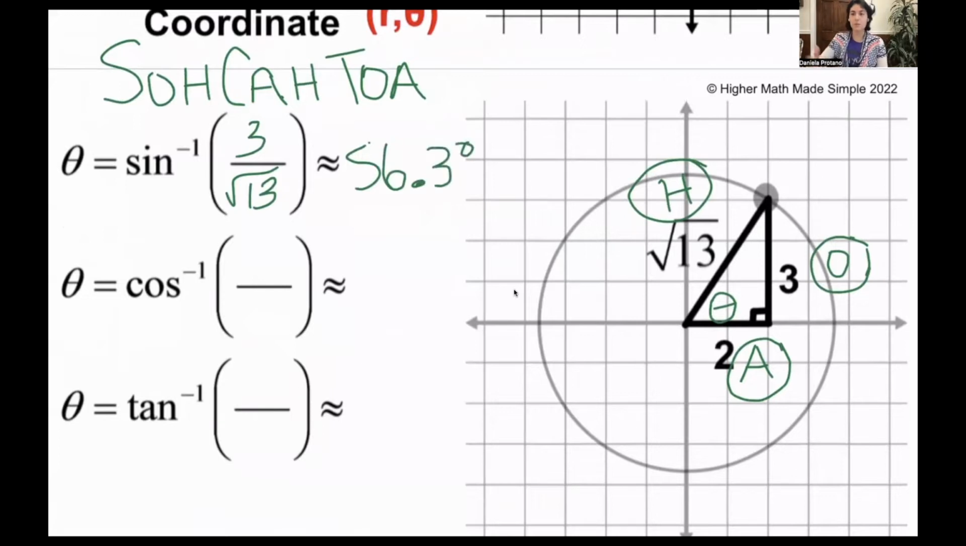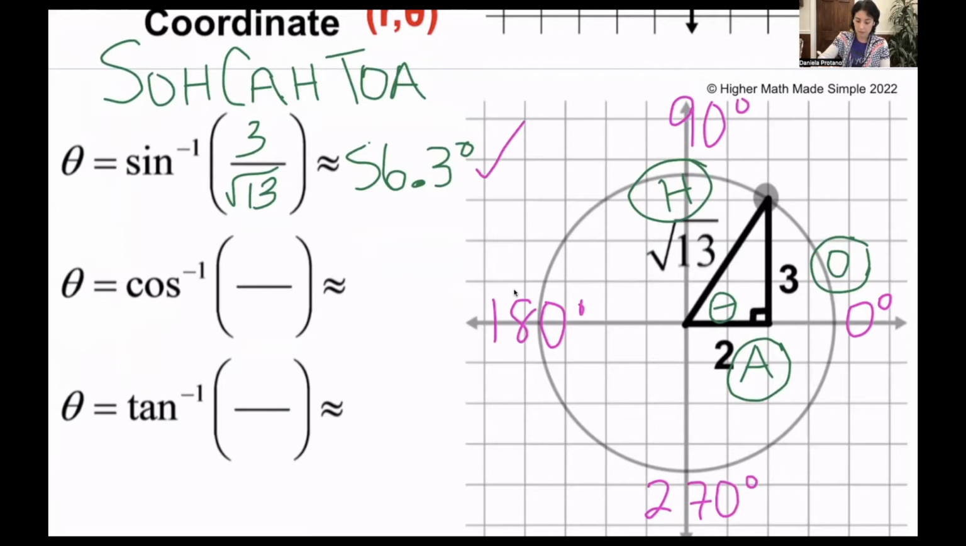Now, is 56.3 degrees a quadrant 1 angle? Well, yes, it is. If you remember, here's 0 degrees. The positive angles go counterclockwise. So here would be 90 degrees, here would be 180, 270, and then it loops back around at 360. So 56.3 degrees is between 0 and 90. That would actually be the correct answer.